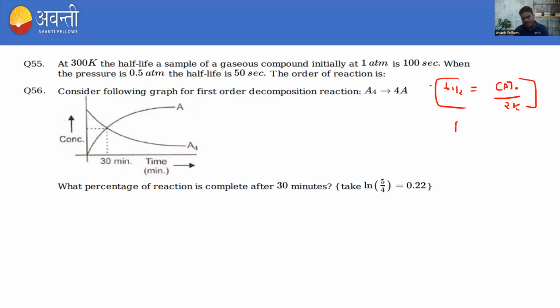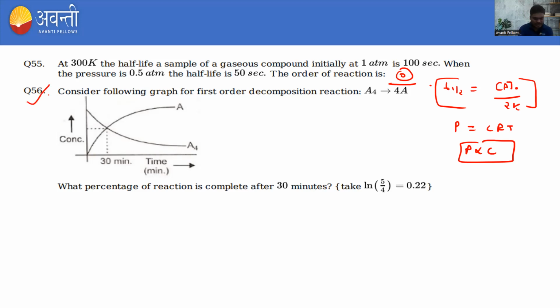Because we studied the formula P is equal to C into R into T, so P is directly proportional to C. Concentration is directly proportional to P. So as the initial pressure is reduced to half of its value, t half is also reduced to half, as given in the question. So the answer would be 0. The order of reaction must be 0 here, because only in the case of zero order will this take place. Okay, you need to remember this.